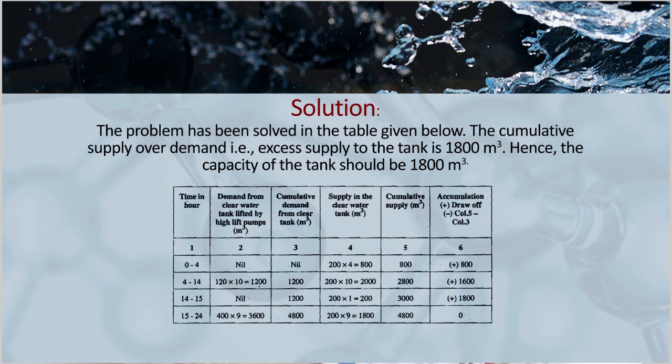So cumulative draft is equal to column 5 minus column 3. The values come: in the first row 800, second row 800, then 1600, and the third row 1800. So the total capacity of the tank will be 1800 cubic meters.